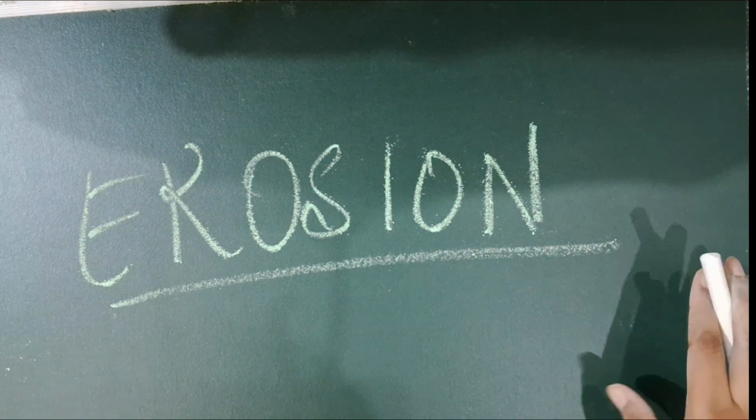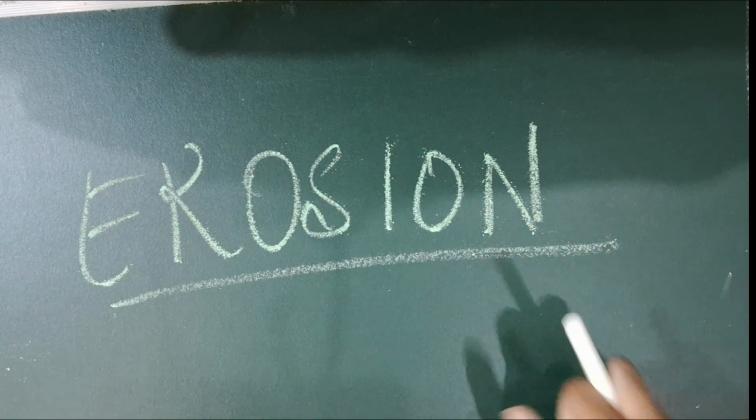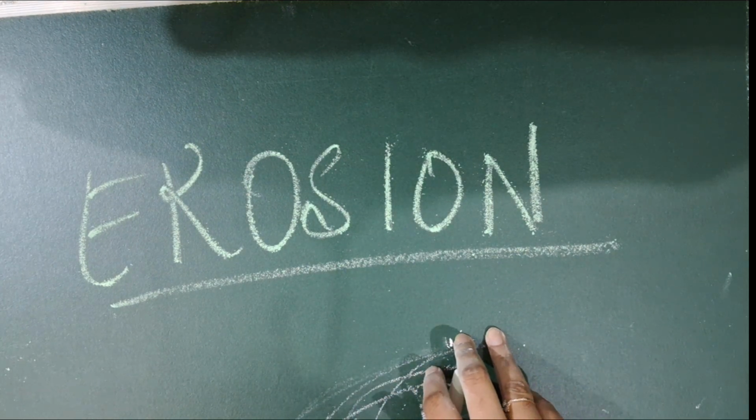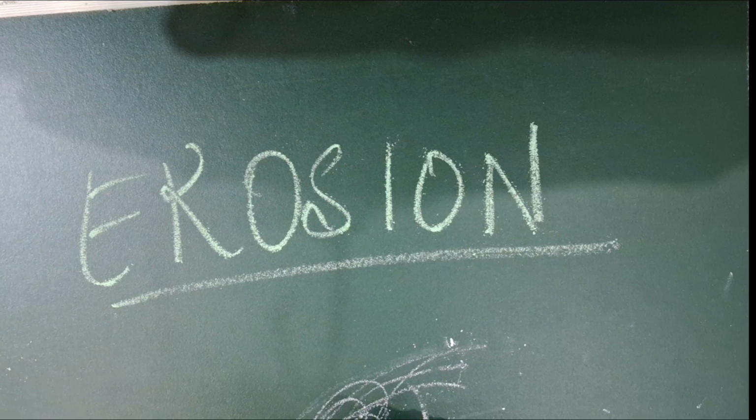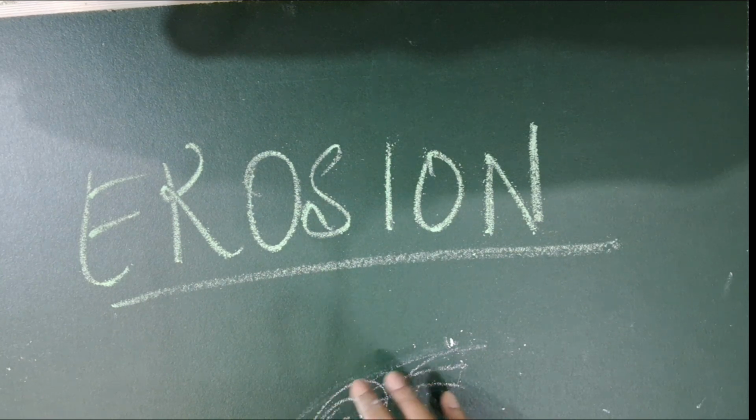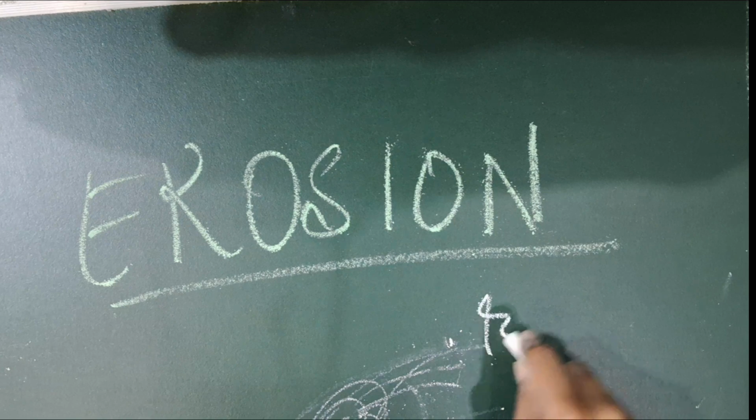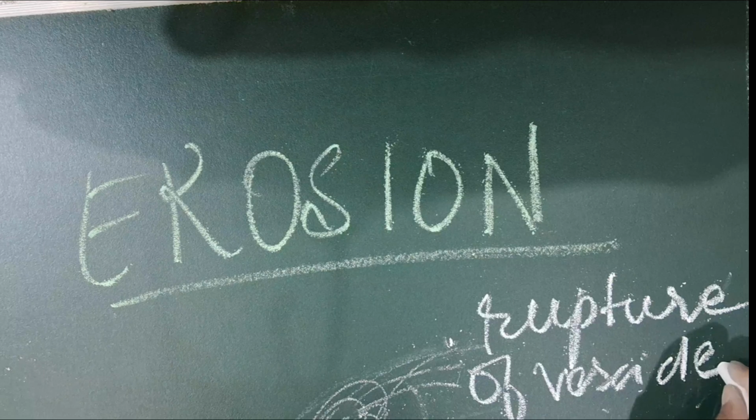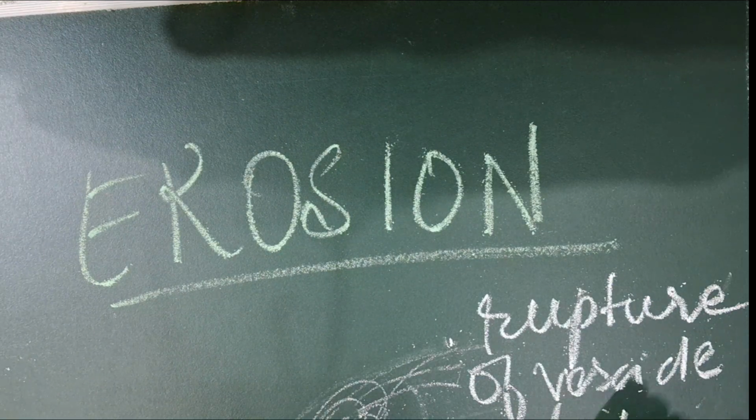Next we have erosions. Erosions are moist red lesions caused by rupture of a vesicle or bulla, or due to trauma. If there is a blister on the skin and it ruptures, the clear fluid inside the blister comes out, and the epithelium underneath will be exposed. So it will be a moist red lesion caused by rupture of vesicles or bullae.